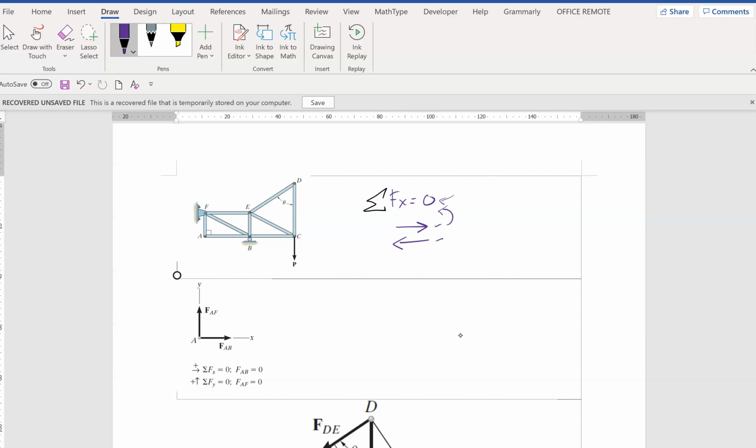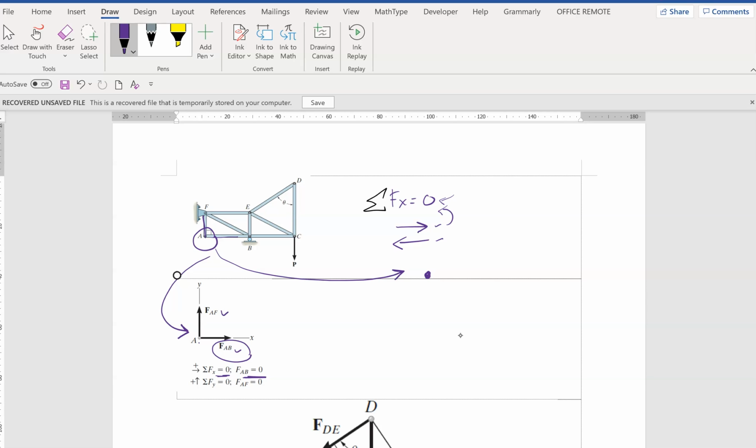So, in the case of joint A, let's look at joint A. It's down here. Can you see joint A? You have FAB and FAF. So if you were to write Fx equals 0, FAB doesn't even have a partner, so FAB is equal to 0.